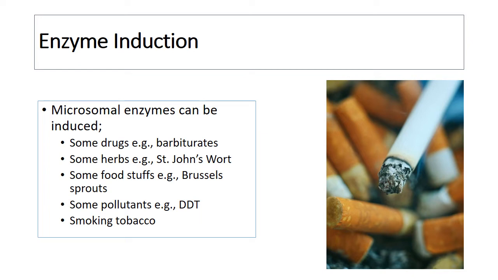So basically, these enzymes which break down drugs that come into your body can be induced, meaning that the amount of enzymes available for metabolism can actually be increased. There are certain conditions and certain chemicals that can lead to that. For example, drugs like barbiturates can lead to enzyme induction, which will increase the breakdown of the drug itself, as well as other drugs that may be taken concurrently with it.